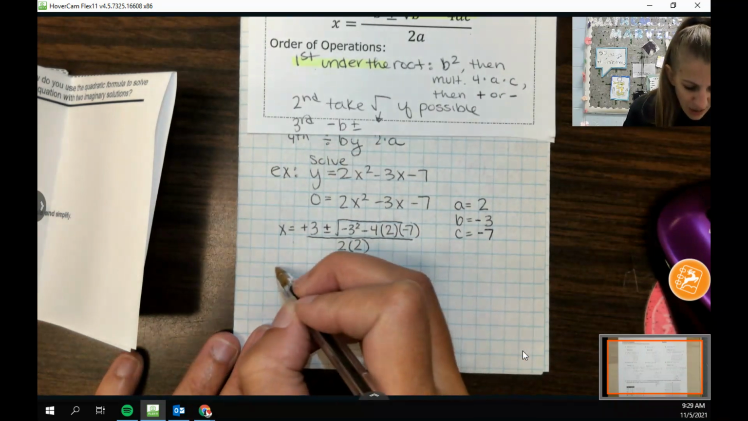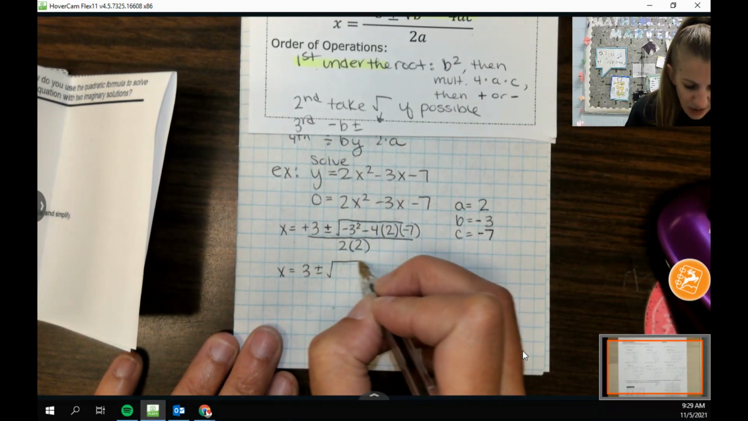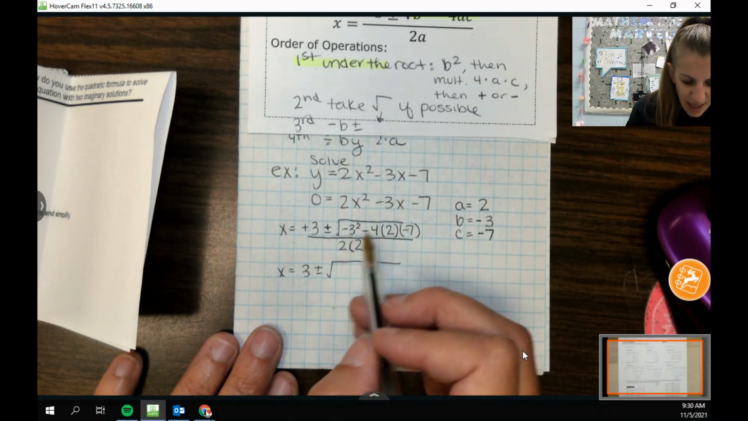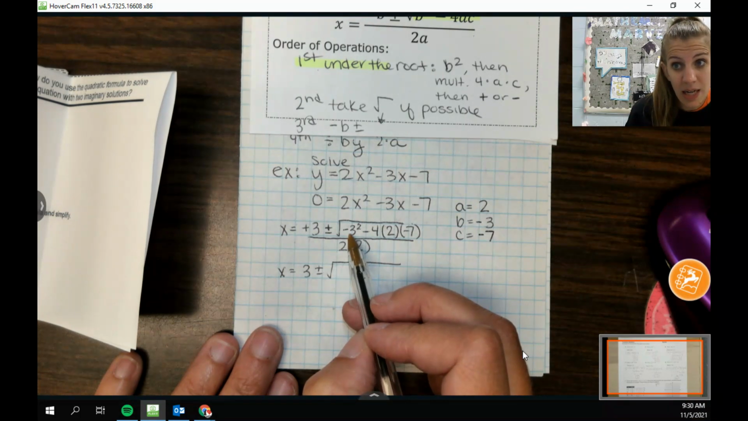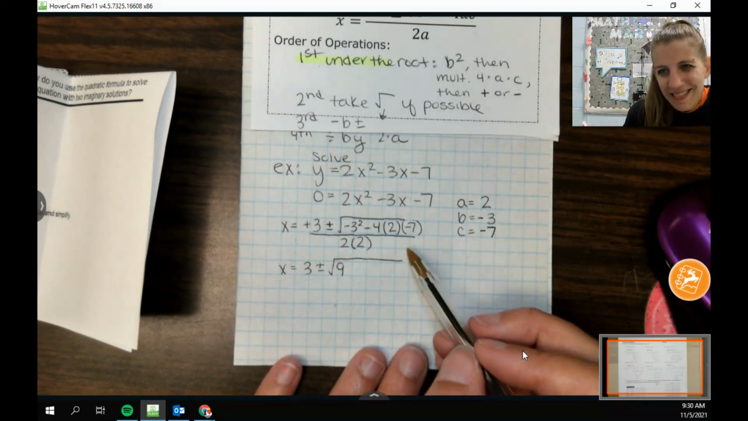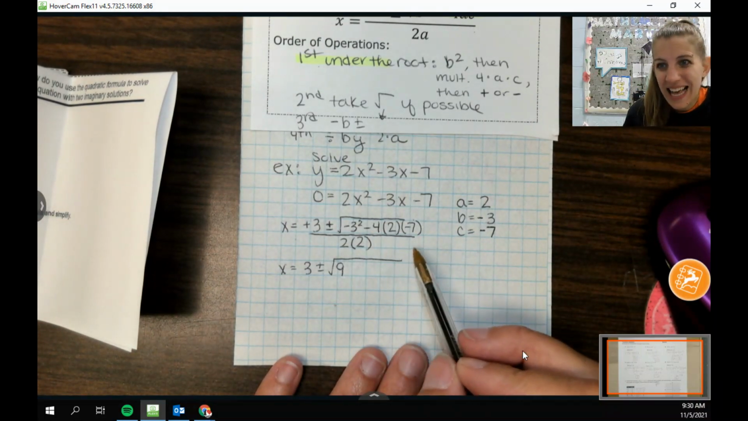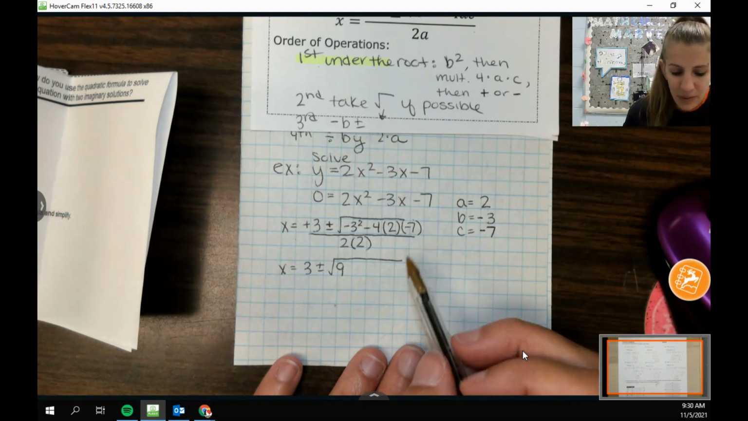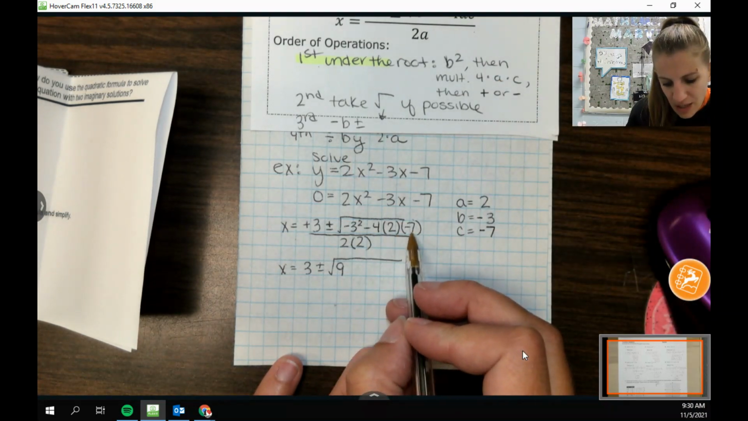Okay, so as I said, we're going to follow order of operations here. We have to do what's under the root first, and under that root we want to square this. So negative 3 squared is positive 9. Anything squared is positive. And at the same time right now, I can multiply. Now, I know I said multiply 4 times a times c, but really I multiply the -4 times the 2 times the -7.